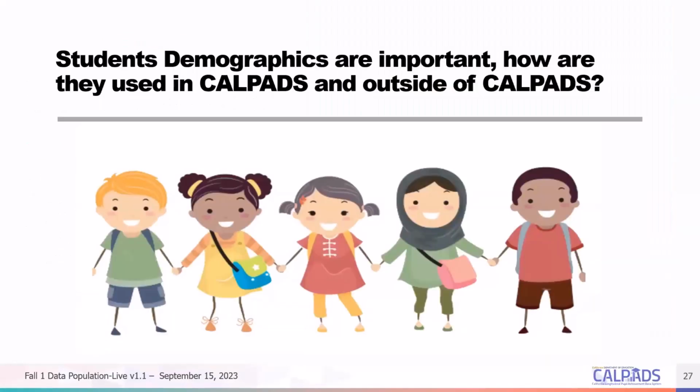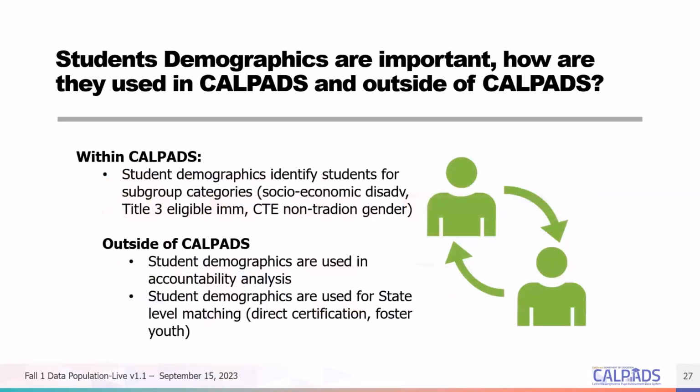So why are student information records important, and how are they used both inside and outside of CalPADS? Within CalPADS, SINF records are used to identify students in certain subgroup categories, for example, socioeconomically disadvantaged, Title III eligible immigrant, and non-traditional gender. Outside of CalPADS, SINF records are used for state-level matching with direct certification of foster youth, and for accountability purposes by oversight agencies and the CDE.